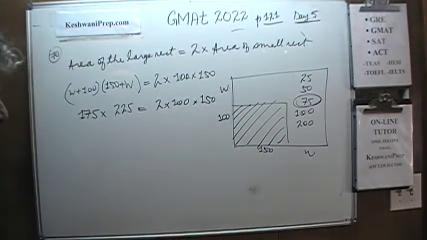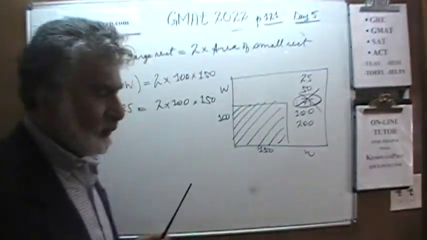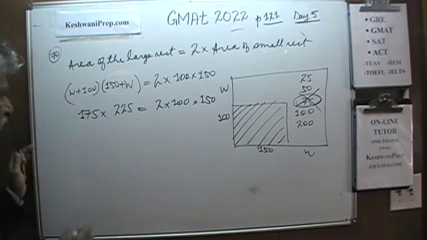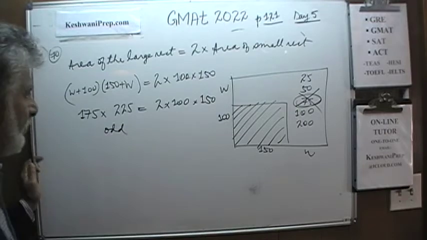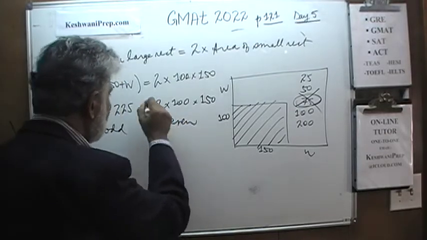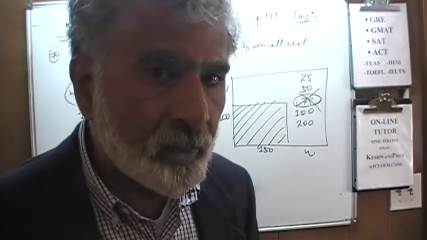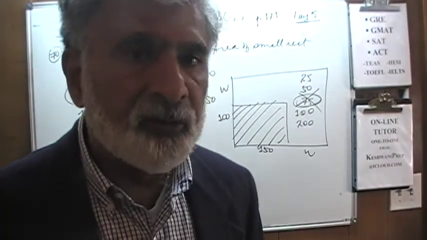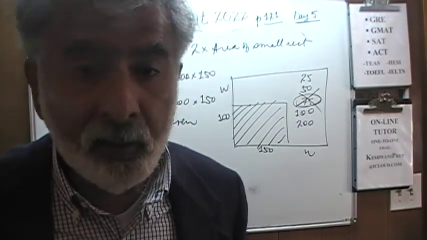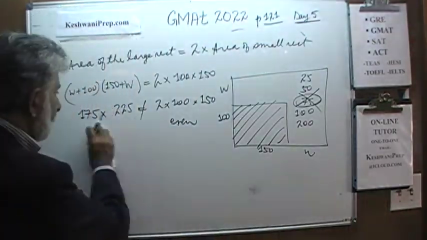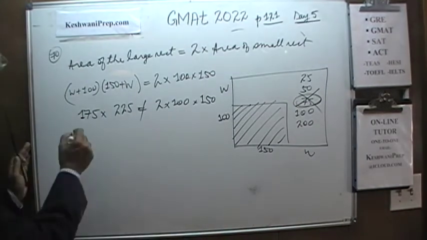I hope that you're able to tell right away that this is not the right answer. C is not the right answer. No way. Because here, 175 times 225, I don't know what it is, but whatever it is going to be an odd number. Odd times odd is odd. And this is an even quantity. They're not equal to each other. But we're going to continue with it anyway, because it's going to tell us which way to go. We need to know whether we need to go up or down. And for that, we have to finish this. Even though we know they are not equal to each other, let's divide both sides by 75.